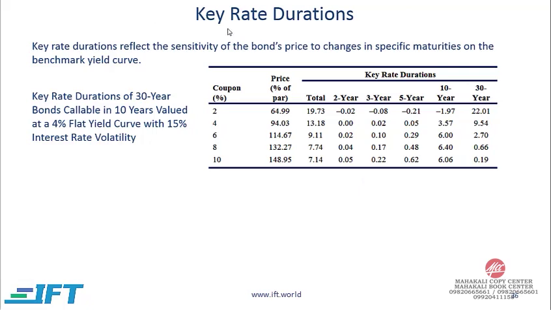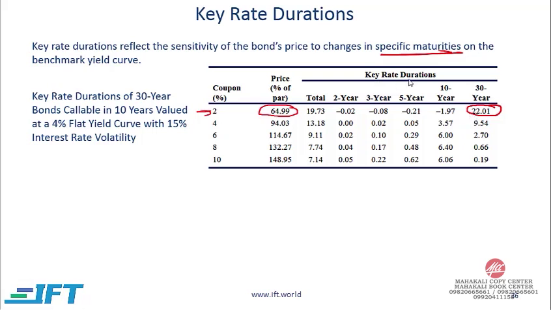On this slide, we talk about key rate durations. Key rate durations reflect the sensitivity of the bond's price to changes in specific maturities on the benchmark yield curve. Let's consider this particular callable bond, and let's take a 2% coupon rate. The price of the bond is well below par, and I'm going to explain what this number means.